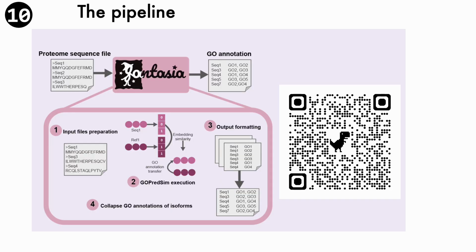So basically, to finish, we have also created this pipeline. The pipeline is a bioinformatics pipeline which implements the prototype 5 of the language model, the GoPredSim method, and we are doing additional GO term analysis. The only input that you need is your protein sequence file, and then you will have your GO annotation file. Here you have the QR code.